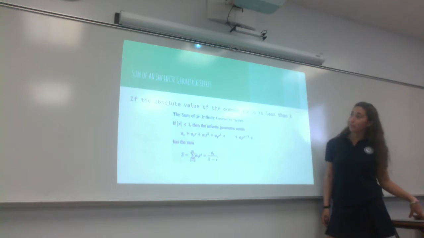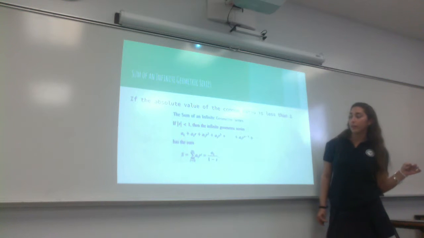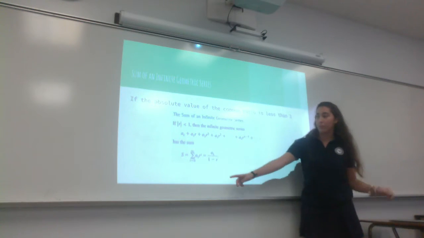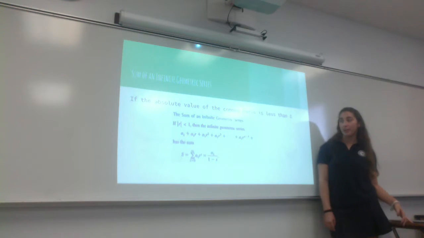And then for the sum of an infinite geometric series, the absolute value of the common ratio has to be less than 1. And this is the more complex way to write it, but it's really just the first term over 1 minus the common ratio.